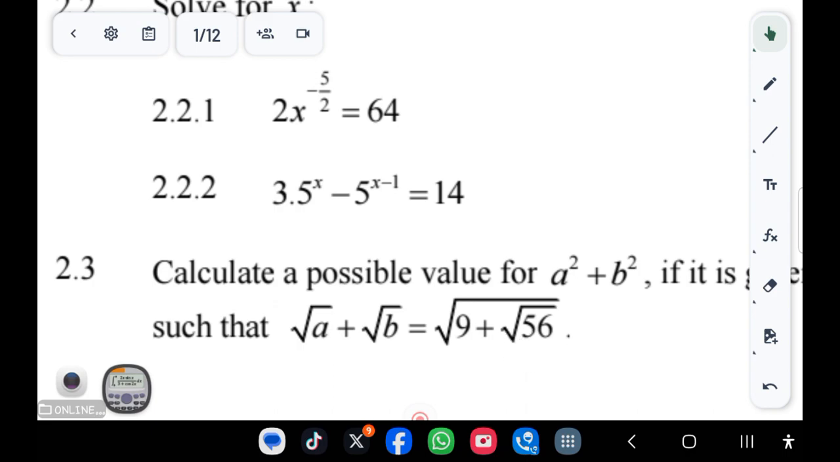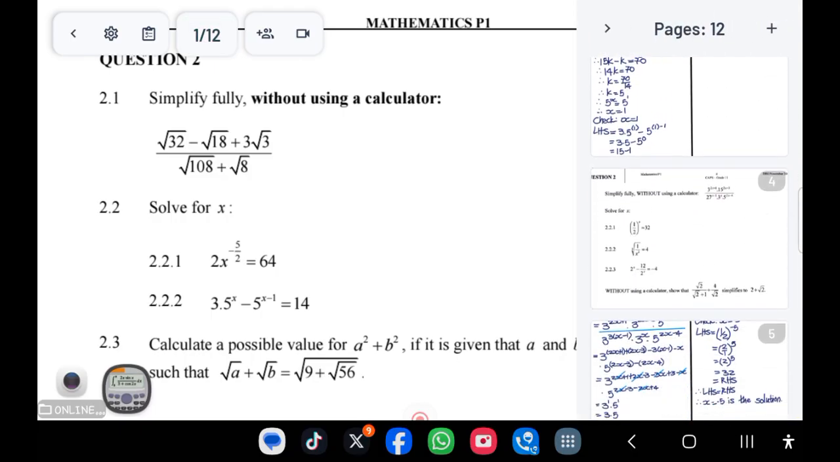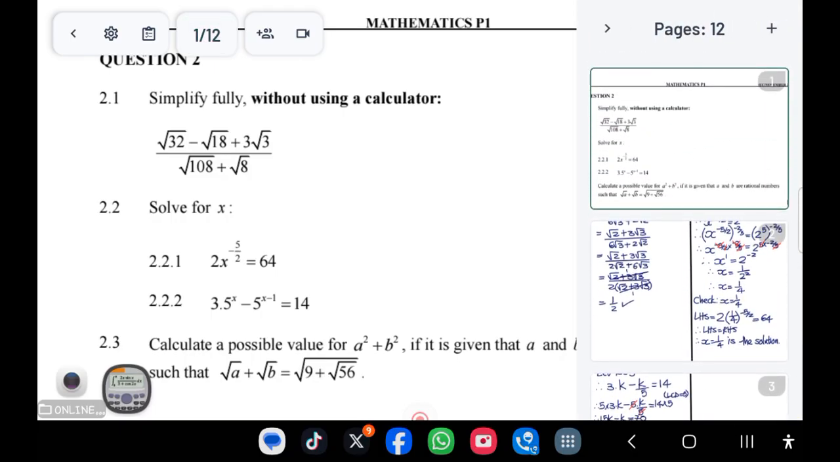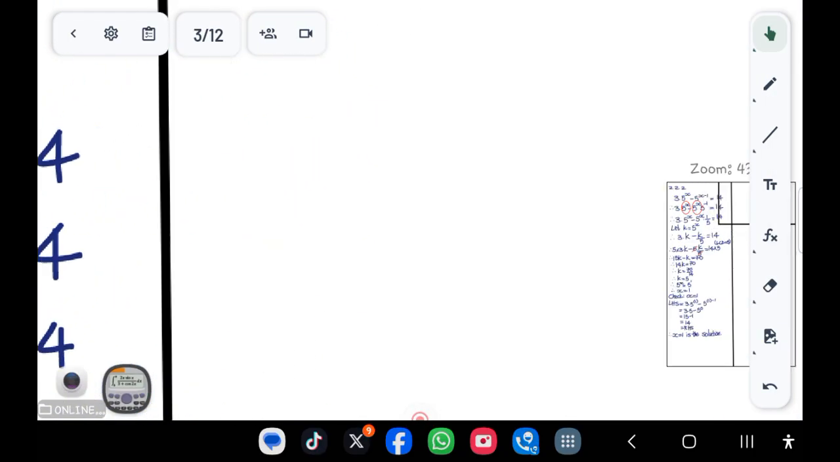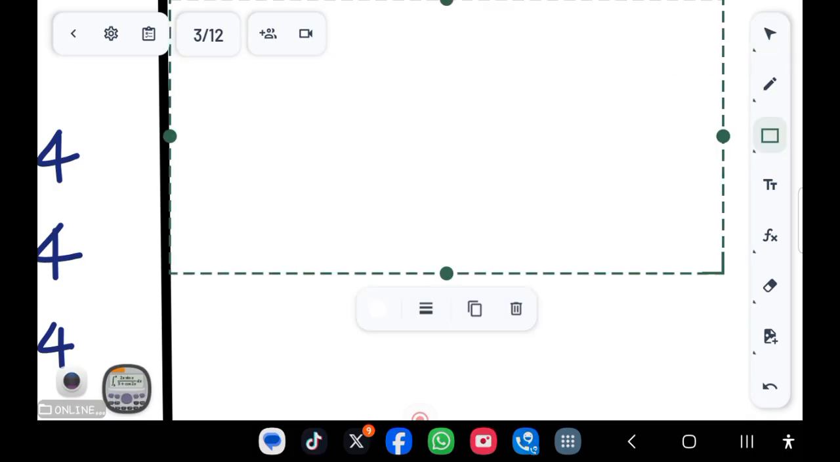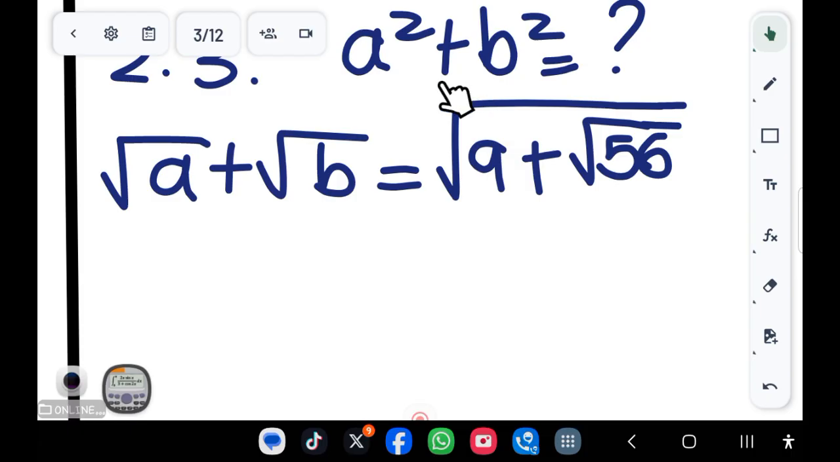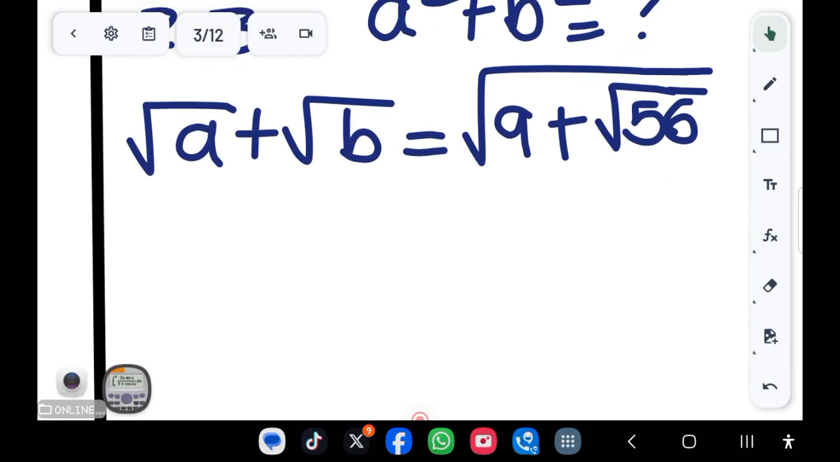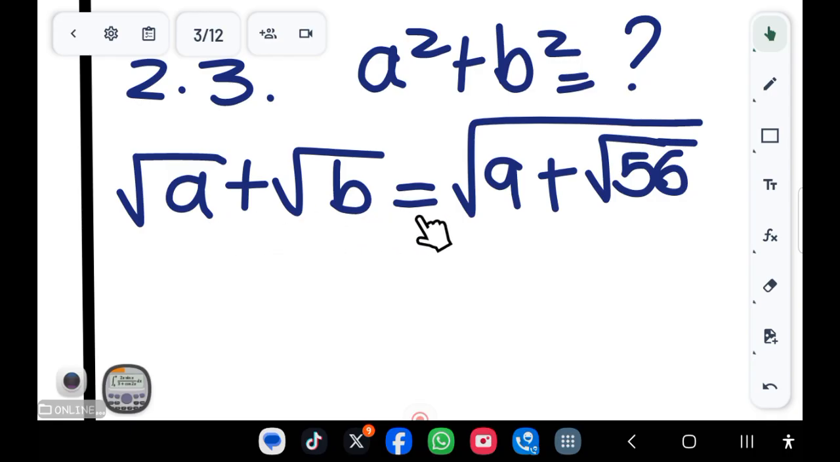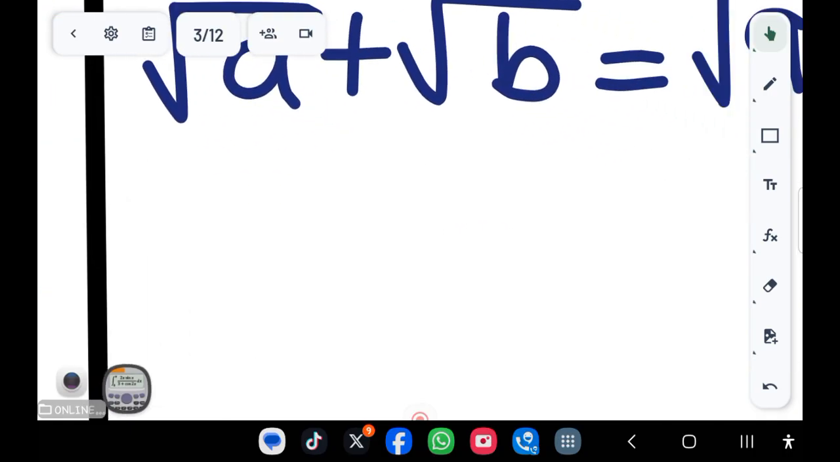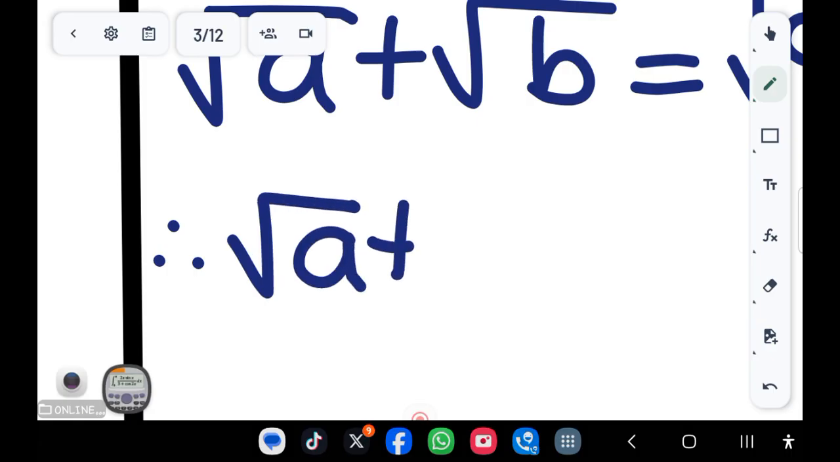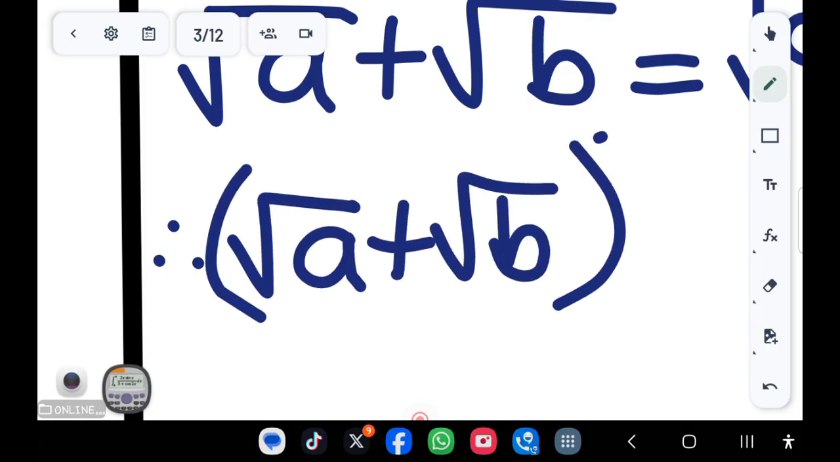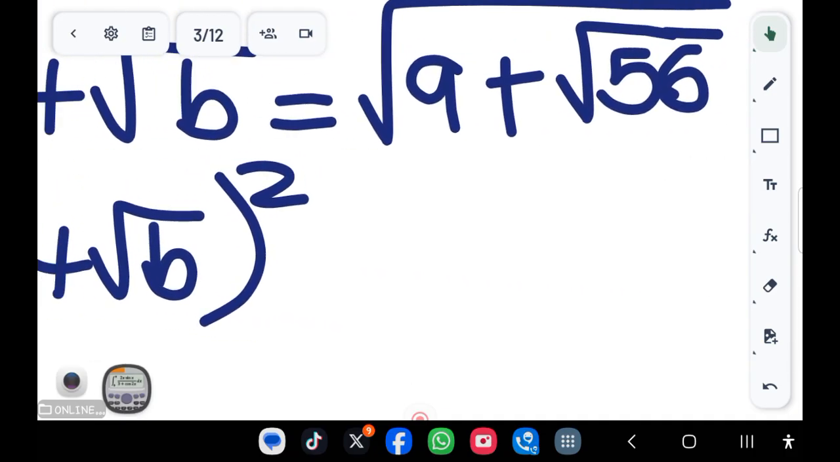Now what you do is you square both sides. That is the best thing to do. Alright, so this is the scenario that we have. We're supposed to calculate a squared plus b squared, but before we do that, we need to figure out what a is and what b is. So using this, we square both sides. Square root of a plus square root of b, square this, and also square the right hand side.